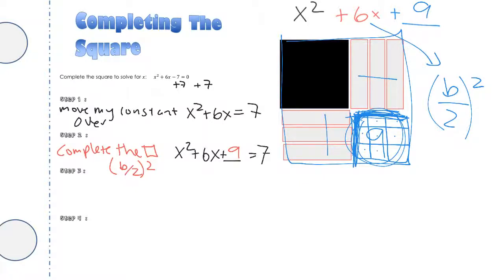The most important thing here is add the constant to both sides. We want to keep our equation balanced. If I add 9 to this side, I just change the equation. I got to add 9 to the other side as well to keep it balanced. So now I have x squared plus 6x plus 9 equals 7 plus 9. And the last step is just to factor.